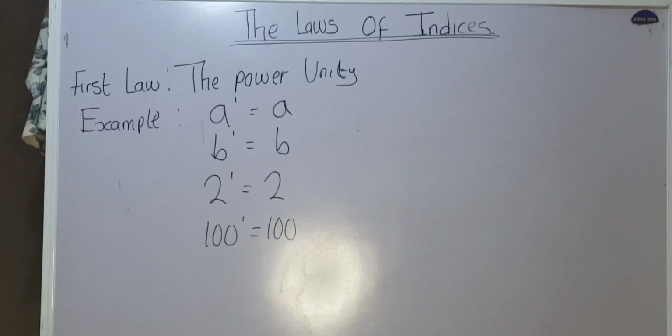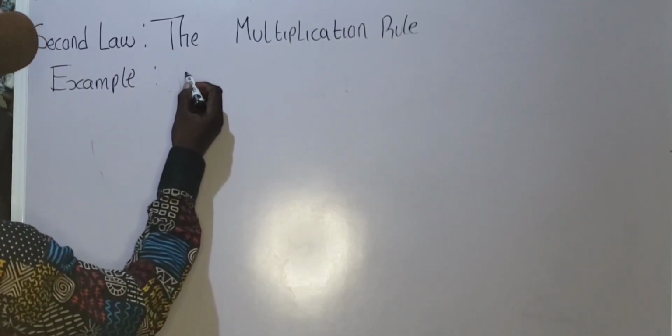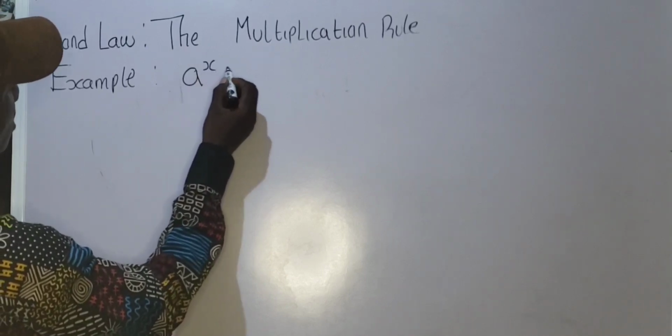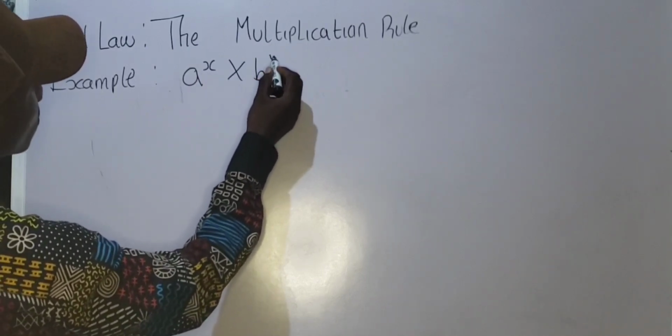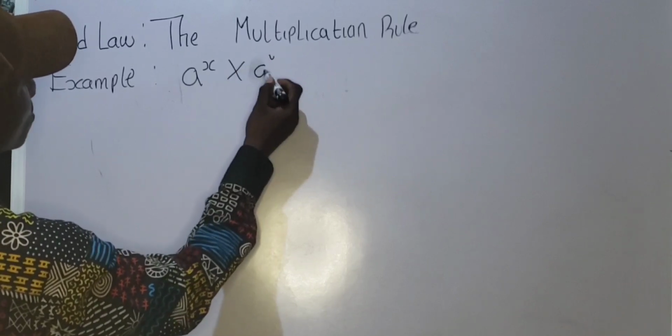Another rule of indices that we are going to talk about is the multiplication rule. The multiplication rule states that when we have numbers with the same base, and these numbers are multiplying each other, the product is equal to the same base raised to the power of the sum of the powers. For example, if we have a raised to the power of x multiplied by a raised to the power of y.